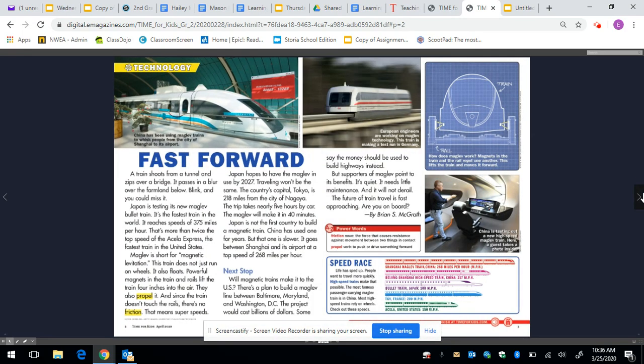Okay, fast forward. A train shoots from a tunnel and zips over a bridge. It passes in a blur over the farmland below. Blink and you can miss it. Japan is testing a new maglev bullet train. It's the fastest train in the world. It reaches speeds of 375 miles per hour. That's more than twice the top speed of the Acela Express, the fastest train in the United States.